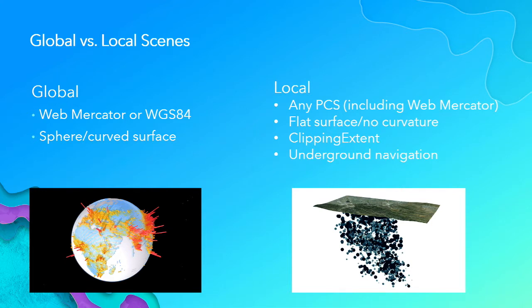So that way, if you were doing New York City, like in our sample, you could pan over to the West Coast and go to California if you wanted to. But you can also create limited focused scenes by using a local scene, and this supports any projected coordinate system. This includes Web Mercator. So you wouldn't be able to use your cached data that's in WGS84 within a local scene, you'd have to use something that's in a projected coordinate system.